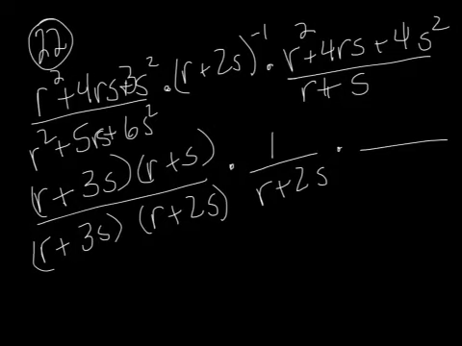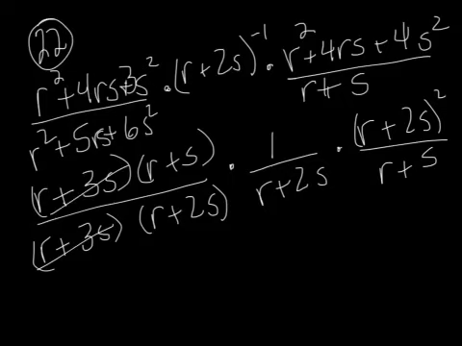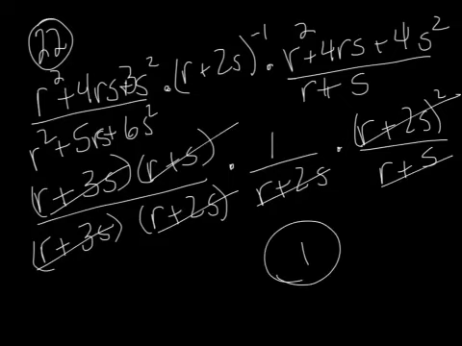Okay, now, the top here factors into r plus 2s all squared, all over r plus s. See what we can cancel. R plus 3s, r plus 2s, we have 2 of those on bottom, 2 on top. We have an r plus s, so our final answer looks to be 1.